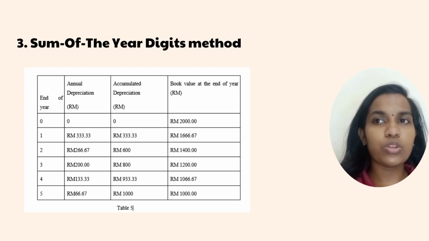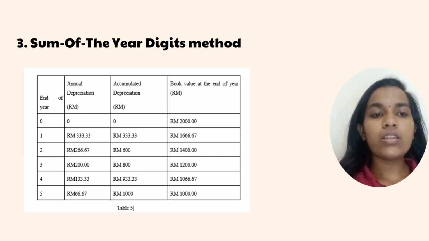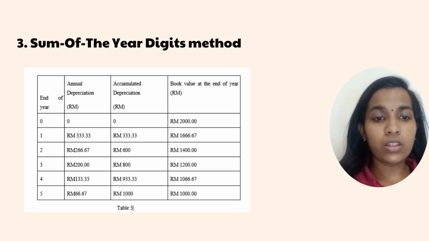First annual depreciation will be 333 ringgit 33 cent. And the same goes for accumulated depreciation. The book value at the end of the first year will be 1666 ringgit 67 cent. And for the second year, the annual depreciation will be 266 ringgit 67 cent. The accumulated depreciation will be 600 and the book value will be 1400.